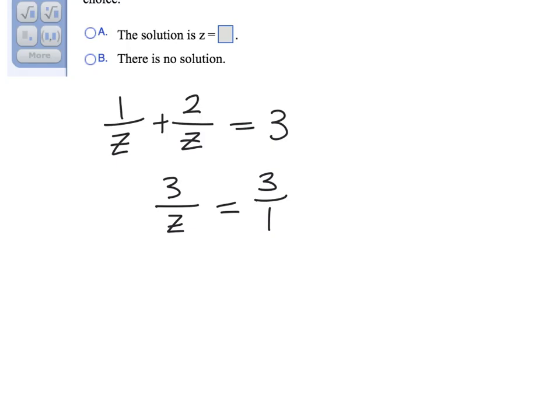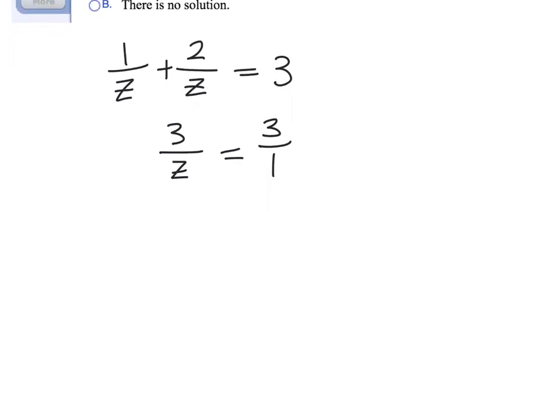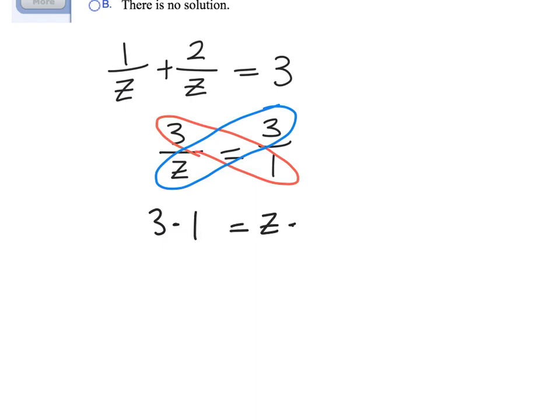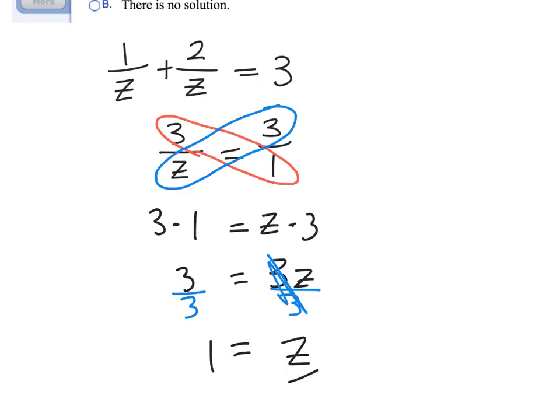And why did I do that? It's so that we can have a fraction equaling a fraction, and now we can use our cross products. So 3 times 1 is going to equal z times 3. So this means 3 is equal to 3z. So we're going to divide both sides by 3 to make the 3's go away. And you end up with z is equal to 1.